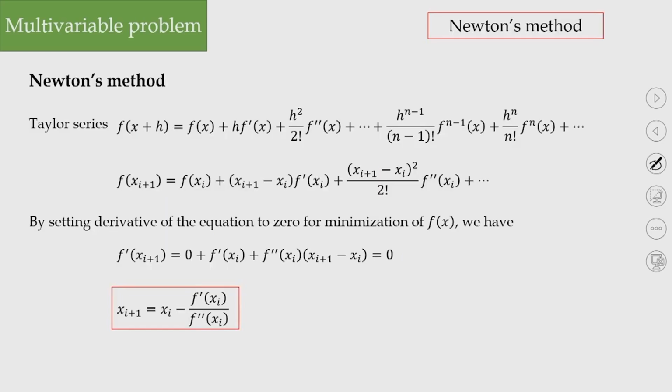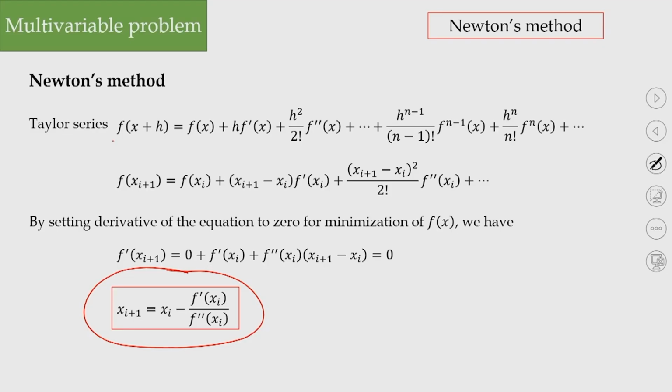Now, the next method is Newton's method. Already we have derived this equation from the derivative concept. We have taken the derivative at x i, and then we obtain this relation, that is x i plus 1 equal to x i minus the first derivative at x i divided by the second derivative at x i. This is your Newton's method. How are we getting this? I can also derive this equation from the Taylor series.